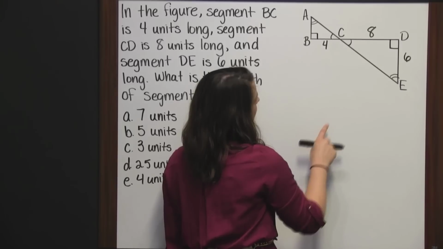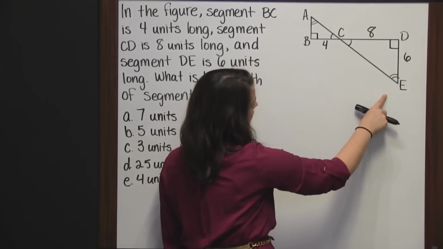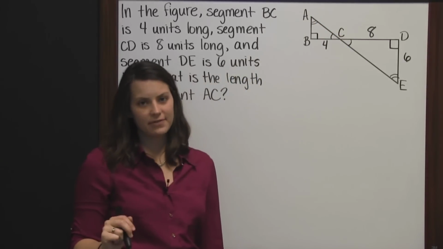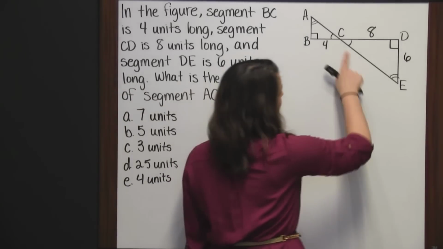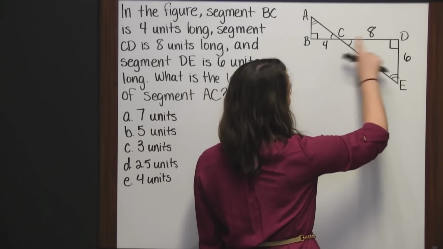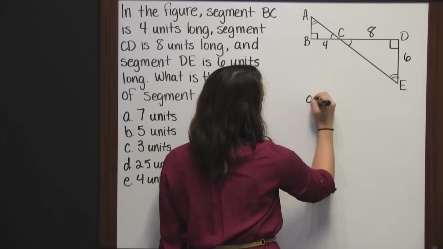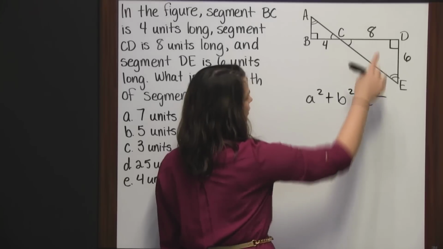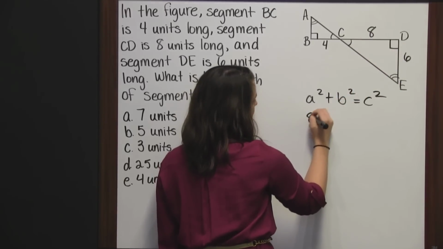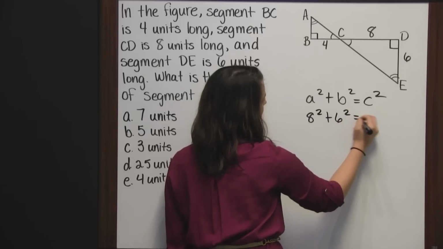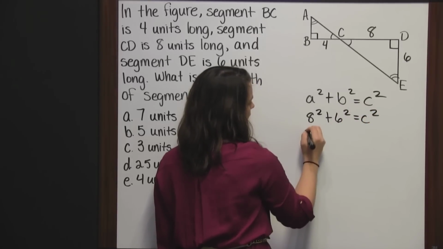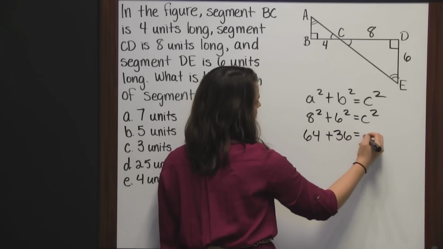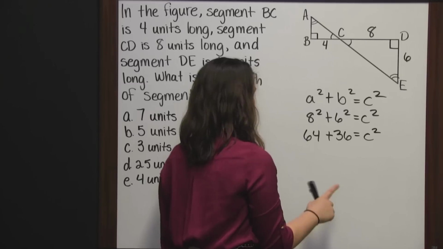So if we can find the length of segment CE, then we know the length of segment AC is half of that. We're going to find the length of segment CE using the Pythagorean theorem. A squared plus B squared equals C squared. We have our two legs. 8 squared plus 6 squared equals C squared. 8 squared is 64, plus 6 squared is 36, equals C squared.